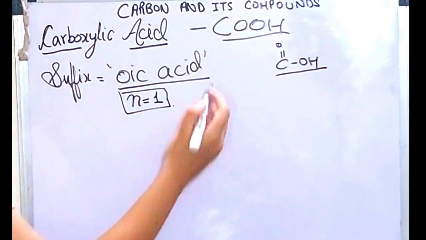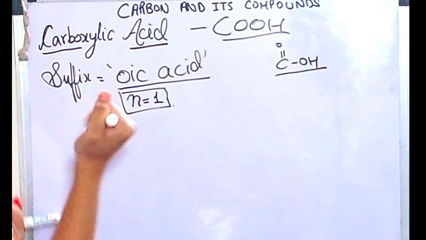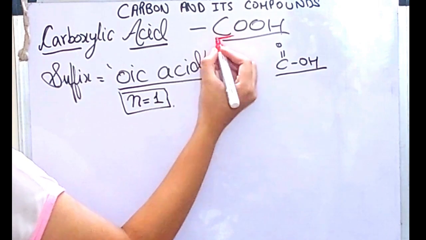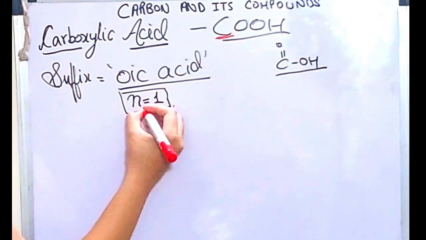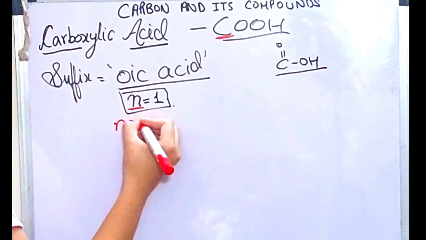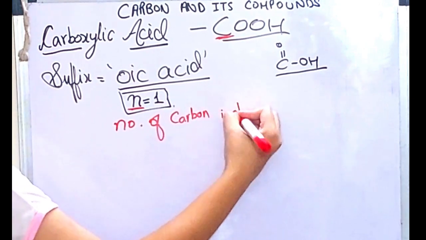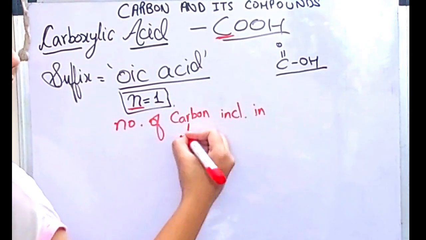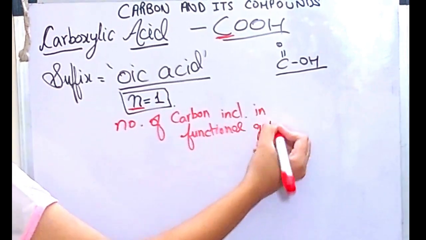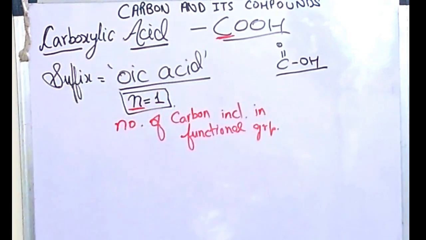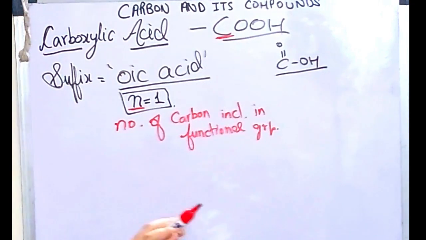So, in this functional group, we have carbon already. ठीक है? We have carbon already. और N का मतलब क्या होता है? Number of carbon including in functional groups. तो जैसे n is equals to 1 है, means मुझे इसमें कोई ऐड नहीं करना है कार्बन.